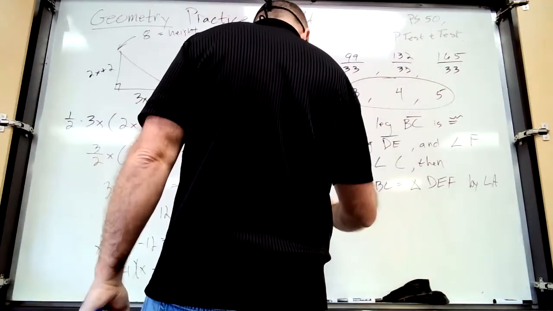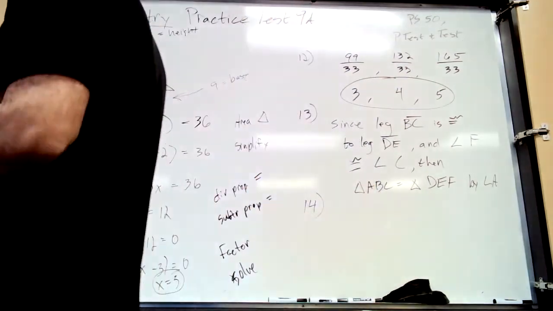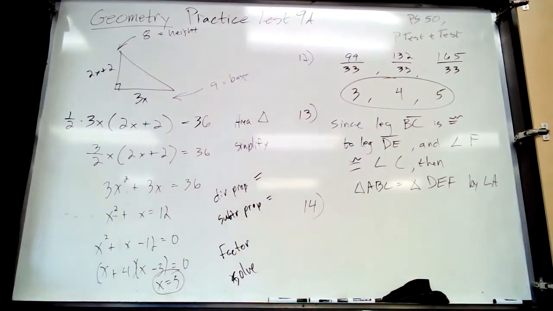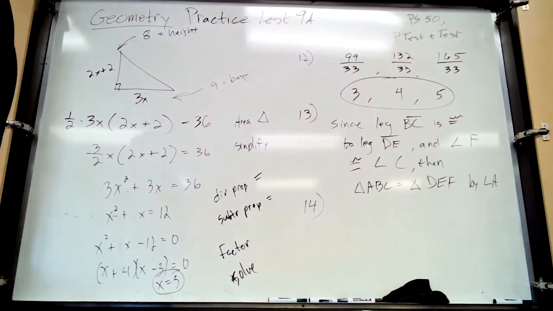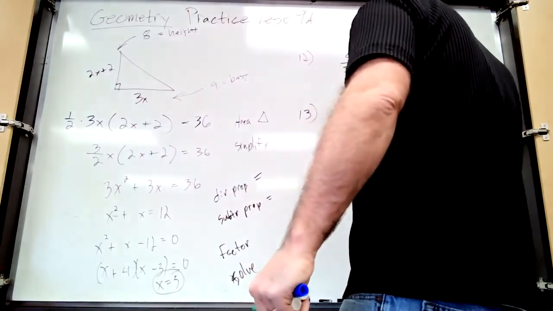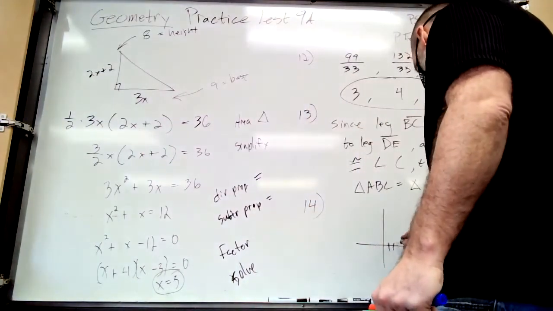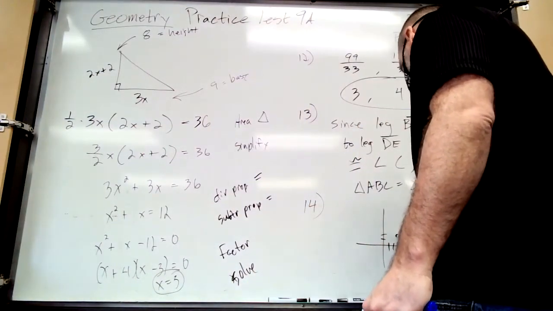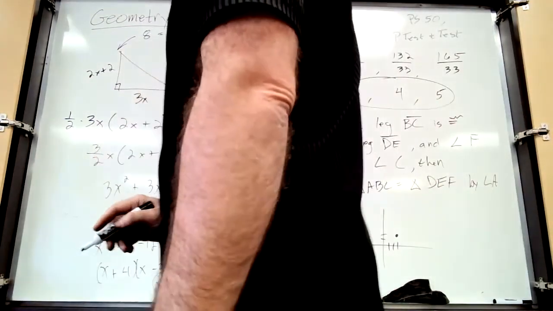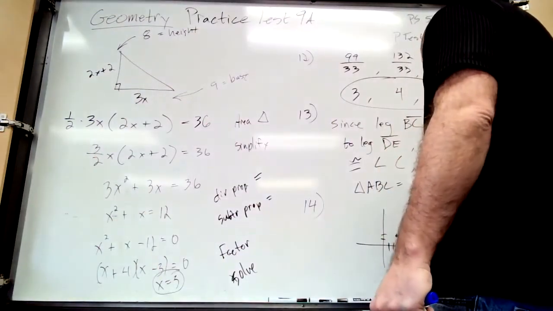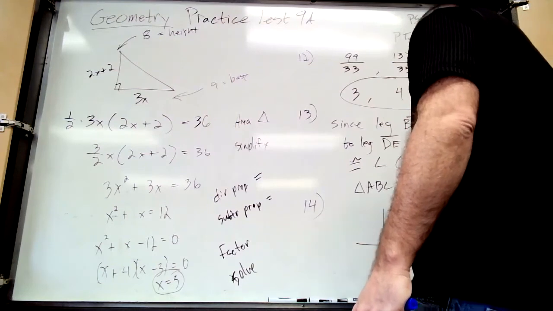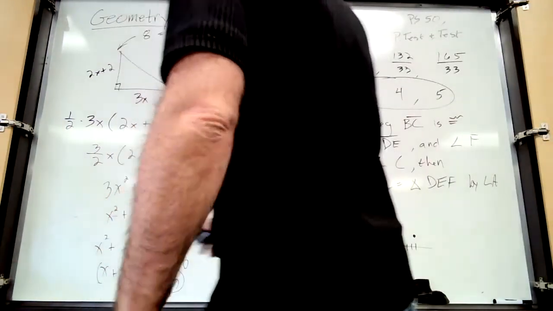All right, number 14. A supermarket chain has 3 stores located throughout the city at points A. So we can graph these. 3, 2, 1, 2, 3, up 2. 7, 2. 6, 7. Okay, and 7, 6.